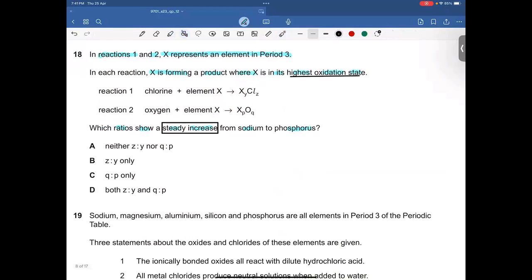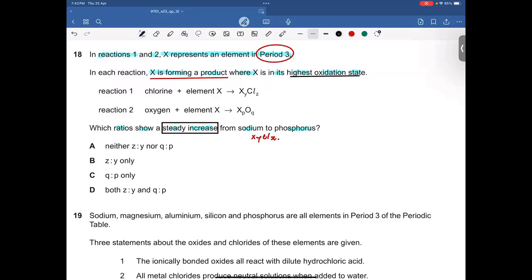I'm running out of space actually, and it's tricky. What we need to do is first consider the period 3 elements forming a product. So let's talk about first the chlorides. This is X, Y, and ClZ.